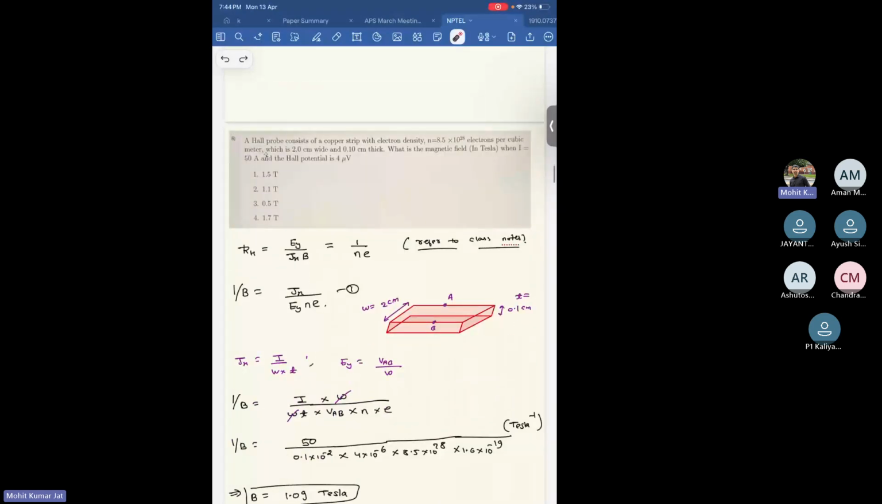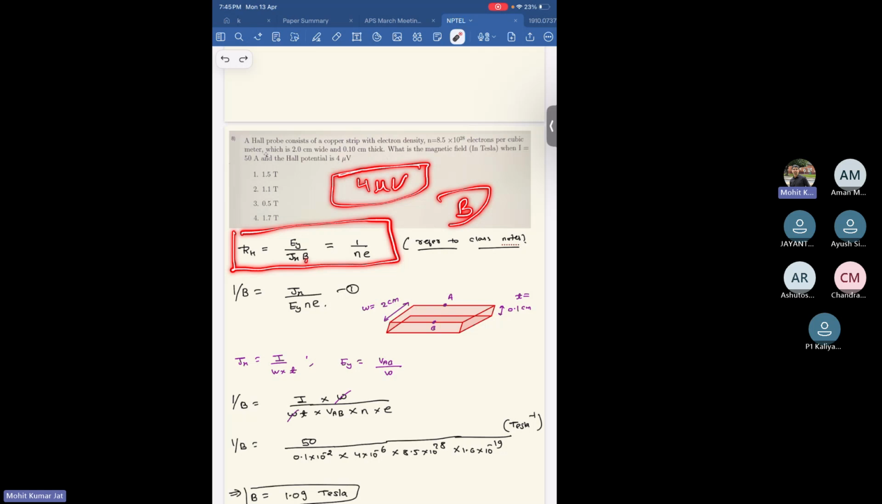So that's how you can calculate your carrier density n. Now the next question, a similar question basically. If you have any doubt, please do ask, right? A 2D sheet is there with length and width, everything is given, and voltage is applied. Then it asks for what magnetic field the Hall potential will be 4 microvolt.